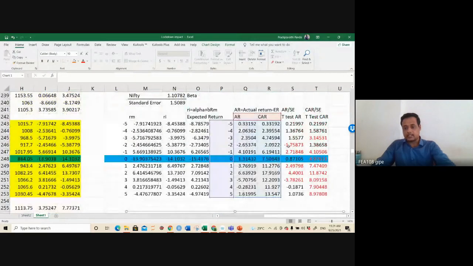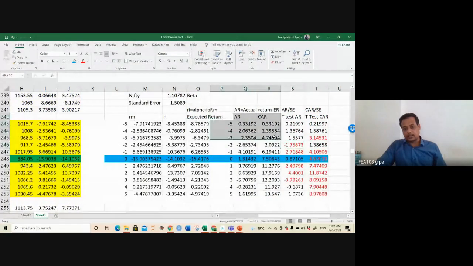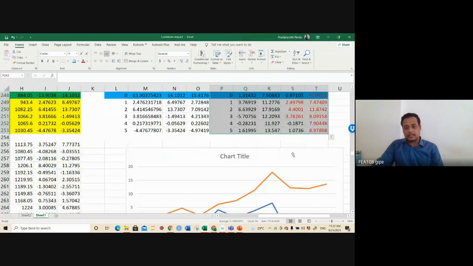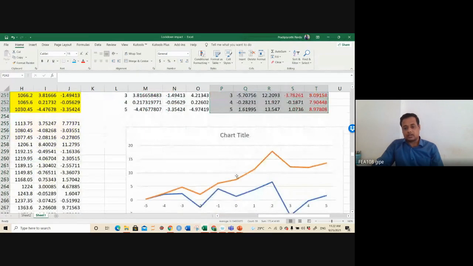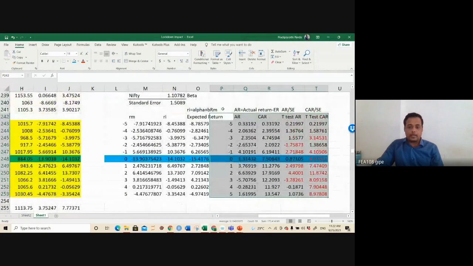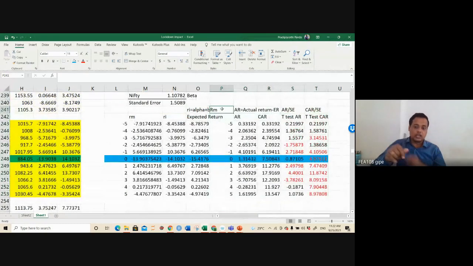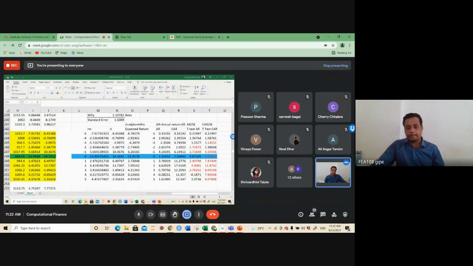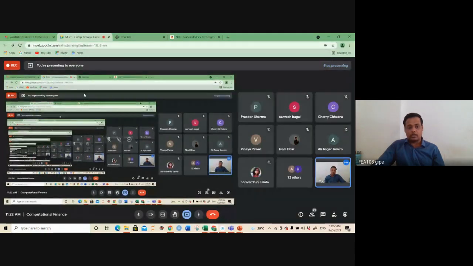So in your result, if you are writing any paper or any short article, you can place this table: AR, CAR, the t-test of our CAR, plus this data plus this plot. Now, if I want to test the impact of this countrywide lockdown on all the Nifty 50 companies, how do I do it?